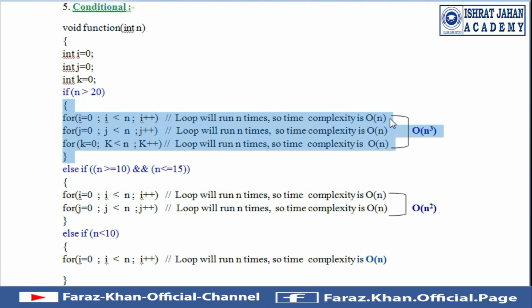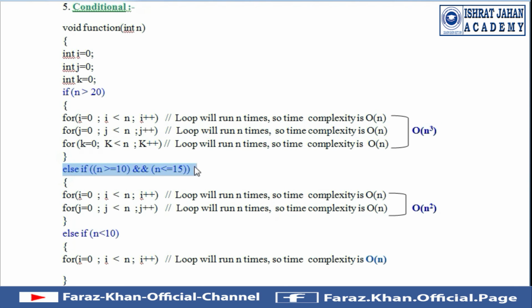The first loop will run n number of times and the complexity would be O(n). The second loop will also run n number of times, so the complexity would be O(n). The third loop will also run n number of times, so the complexity would be O(n). So whenever we multiply the complexity of three loops, it will become O(n cube), right? Now, if n is greater than 20, this body will execute.